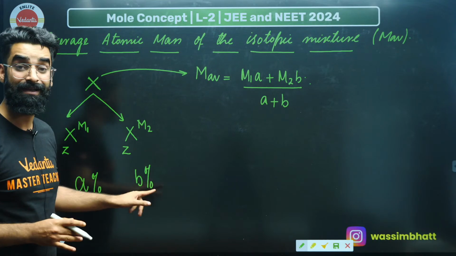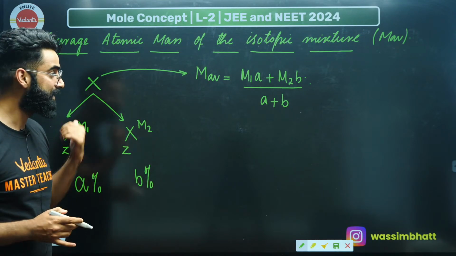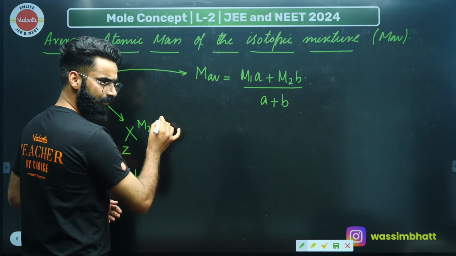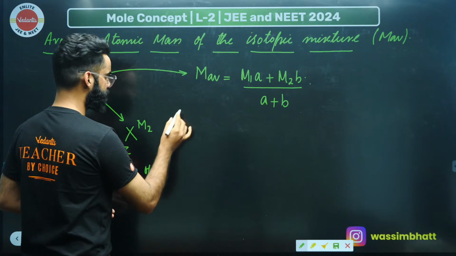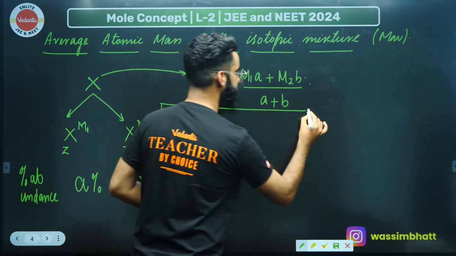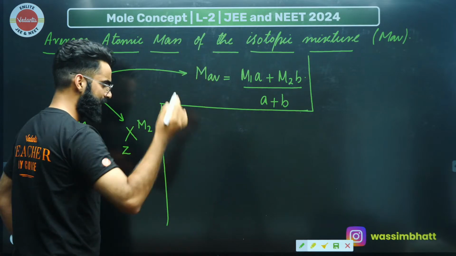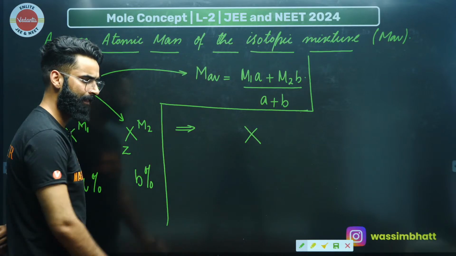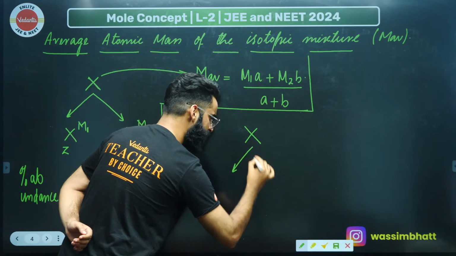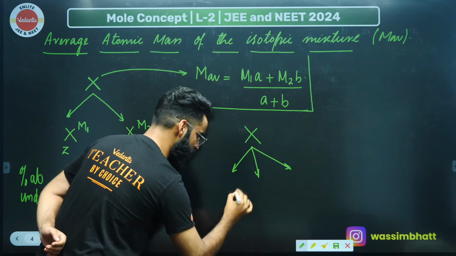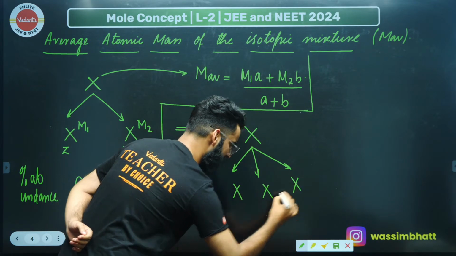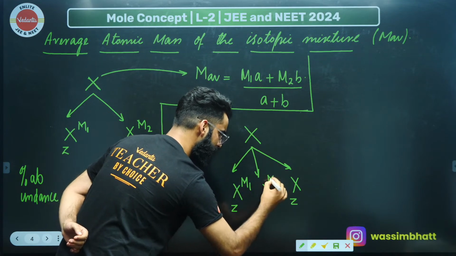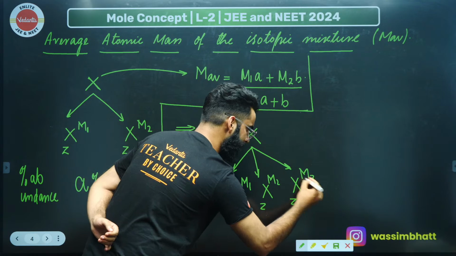Before making you understand the concept of percentage abundance, let me tell you one more thing. Have a look, guys. Let's assume I've got the element X. I'm assuming this element has 3 atoms which have the same atomic number but different mass numbers. This is M1, this is M2, and this is M3, right?